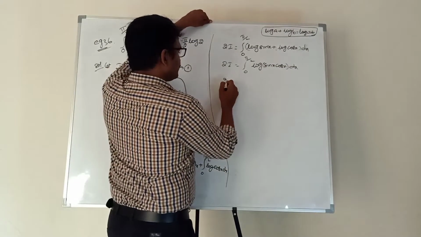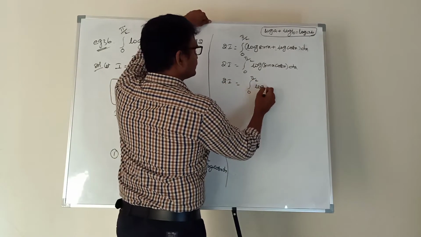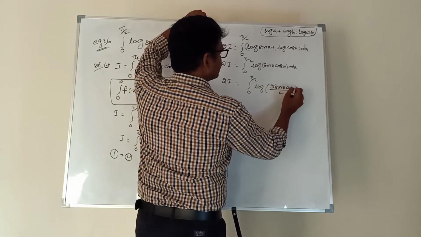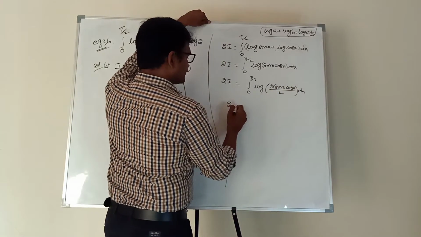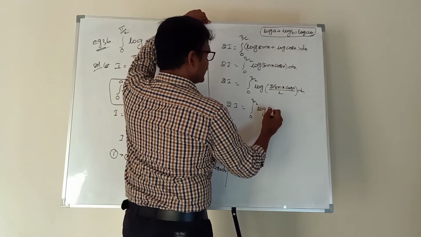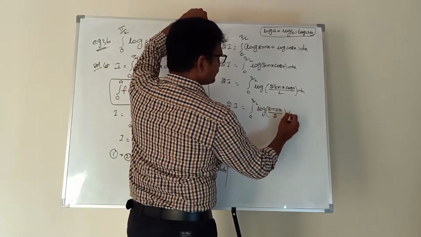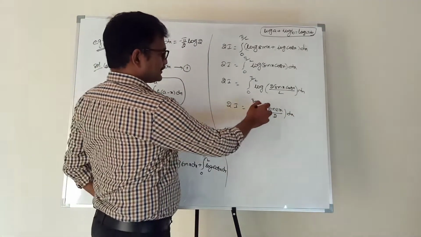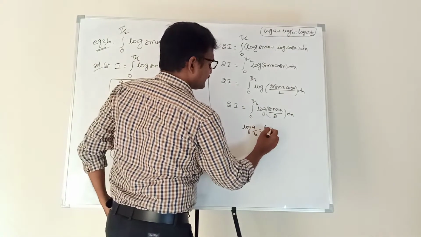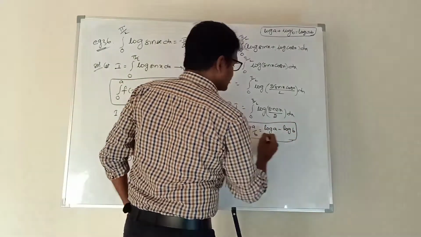Next, 2I is equal to 0 to pi by 2. Multiplying and dividing with 2, you will get 2I is equal to 0 to pi by 2 log of sin 2x by 2 dx, because sin x cos x means sin 2x by 2. Now this is in the form of log of a by b. Log a by b means log a minus log b.